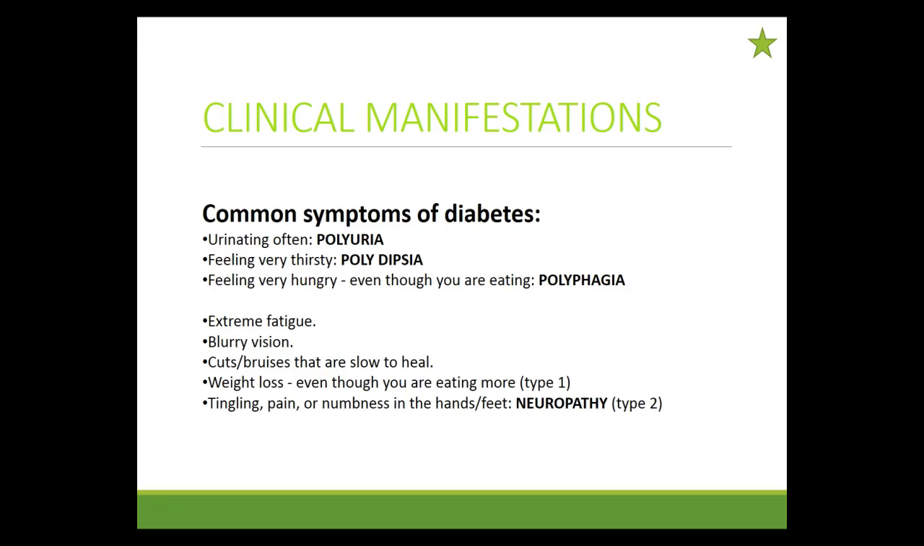So the 3 Ps. Also some other clinical manifestations of diabetes: extreme fatigue, blurry vision, cuts and bruises that are slow to heal, weight loss even though you're eating more, which is going to be more typical with your type 1s. And this has a lot to do with the increase in metabolism. Tingling, pain, or numbness in hands or feet, which is neuropathy, is seen typically more in type 2, but of course is something that can cross over to type 1.